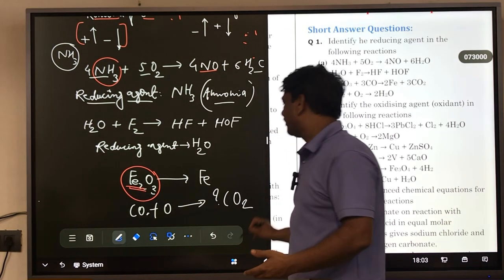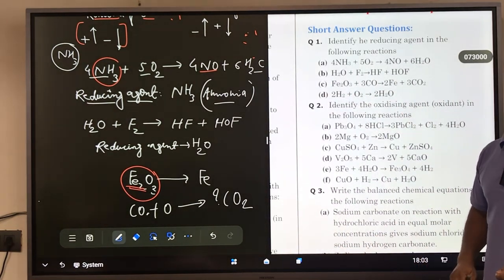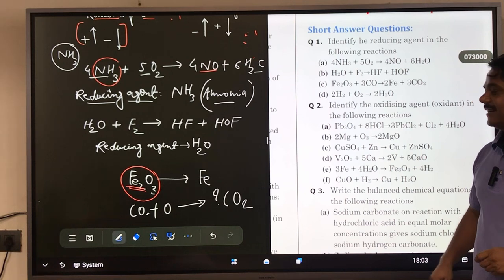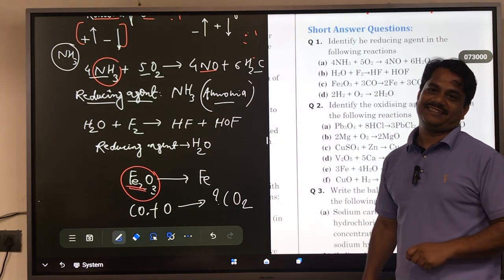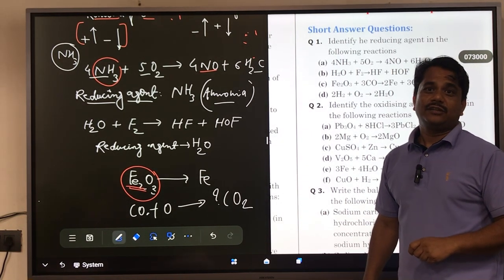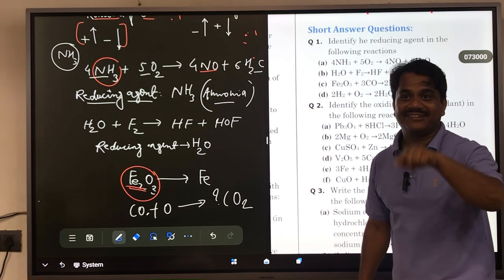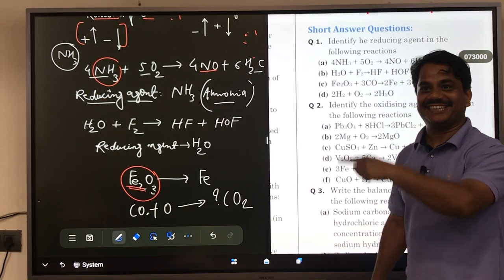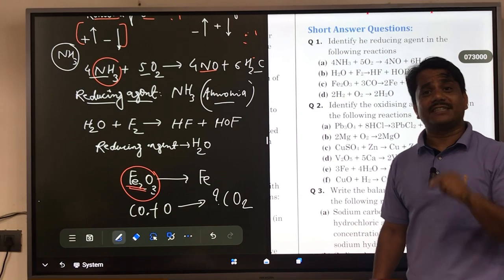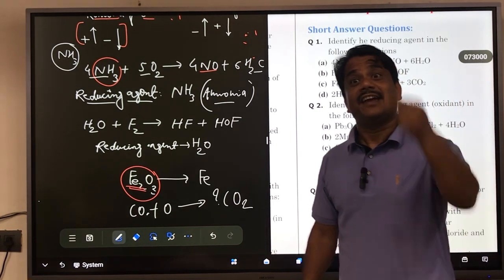Obviously CO2 is being formed here. So who is taking the oxygen? Sir, carbon monoxide is taking oxygen. So tell me, which is getting oxidized? Sir, CO is getting oxidized. So CO is getting oxidized, it is the reducing agent.